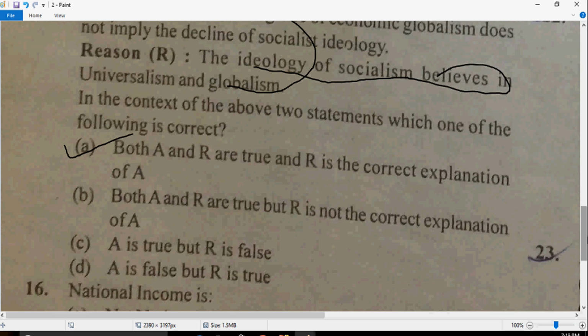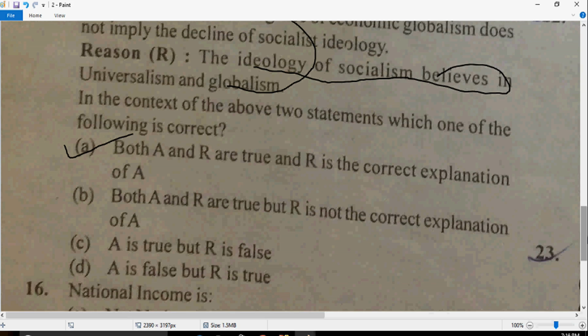And socialism, as we know, is an economic system based on state ownership of the means of production, including capital, and universalism means the application of certain basic principles at the universal level. So now the concepts of globalism, universalism and socialism are cleared, especially according to Indian economics.